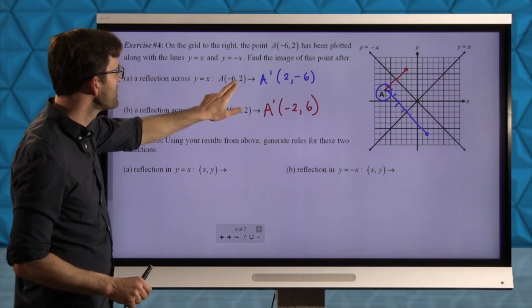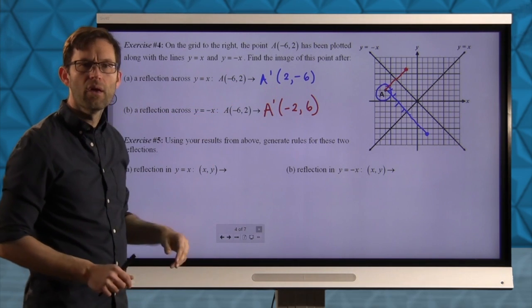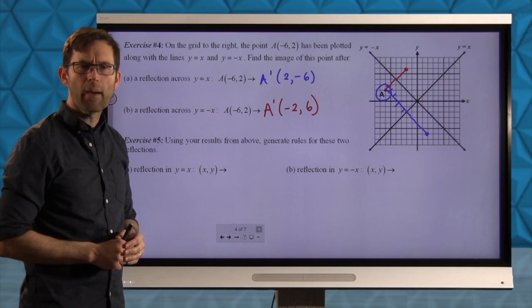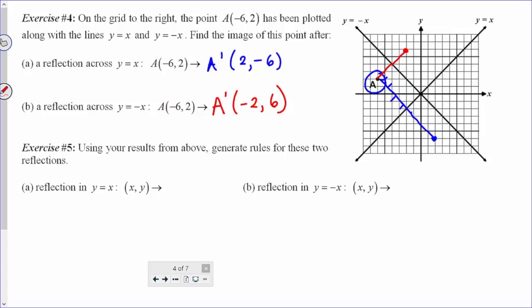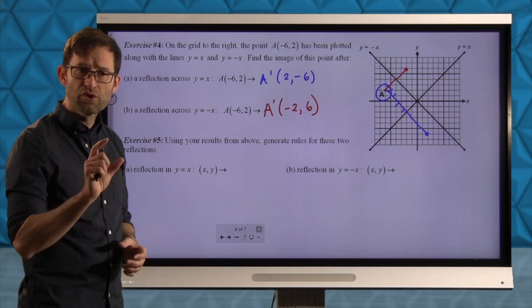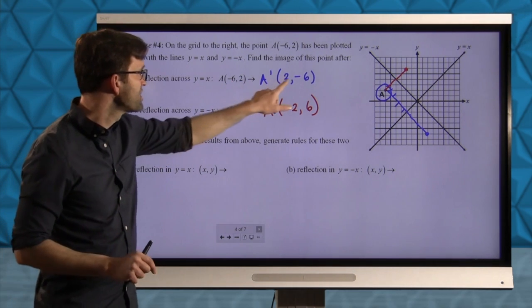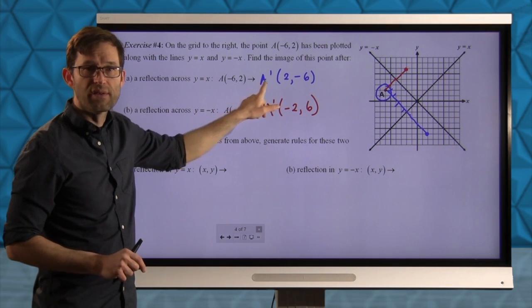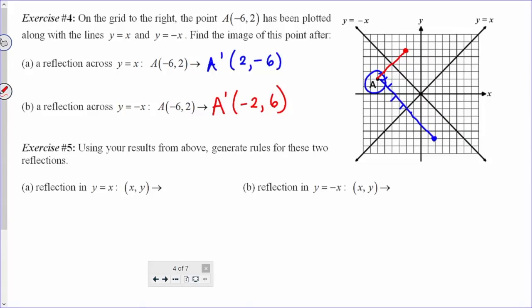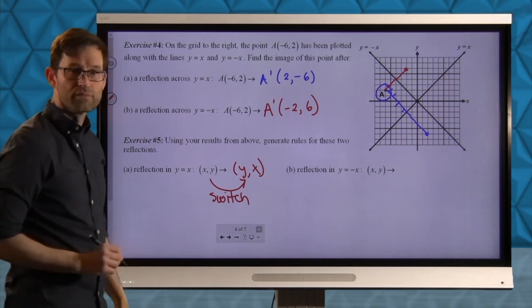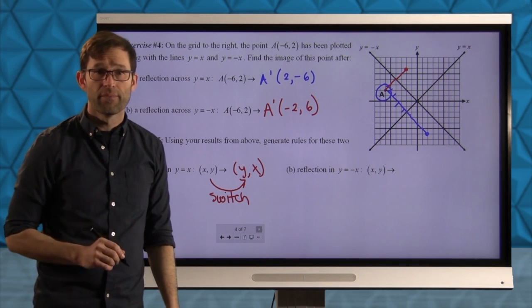When I took (-6, 2) and reflected it in the line y = x, what happened to those x and y coordinates? It should be fairly obvious. They were just flip-flopped, right? The -6 went into the y, the +2 went into the x. So when I reflect in the line y = x, (x, y) just becomes (y, x). You just switch the two coordinates. And I would suggest memorizing that.